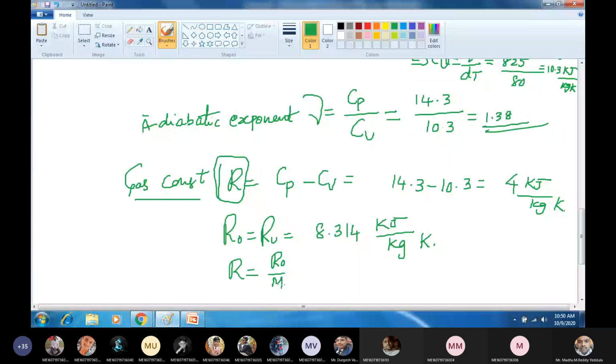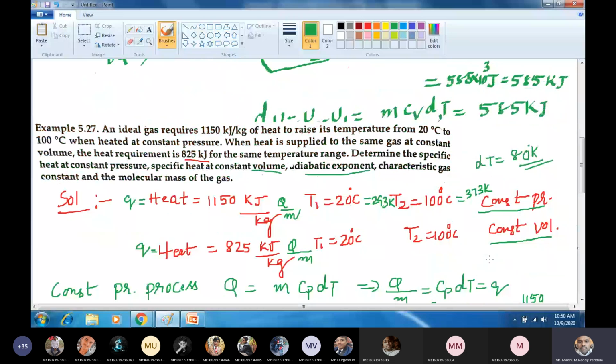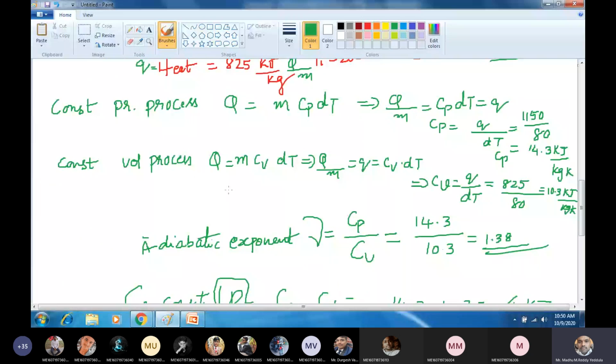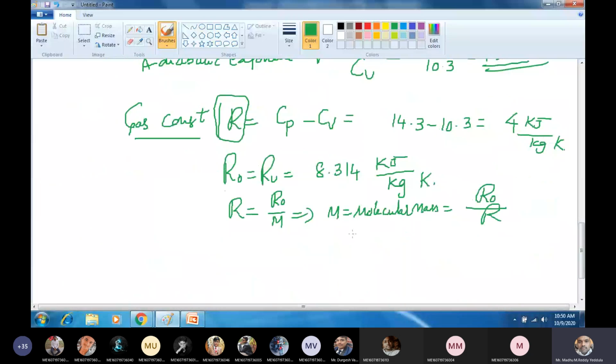What is the M value? Molecular mass. So M is equal to R naught by R. I think that is the next bit: the molecular mass of the gas is also required to be calculated. So the molecular mass of the gas is R naught by R. R naught is constant, 8.314, and R we just calculated, that is 4. What is this value? 2.31.